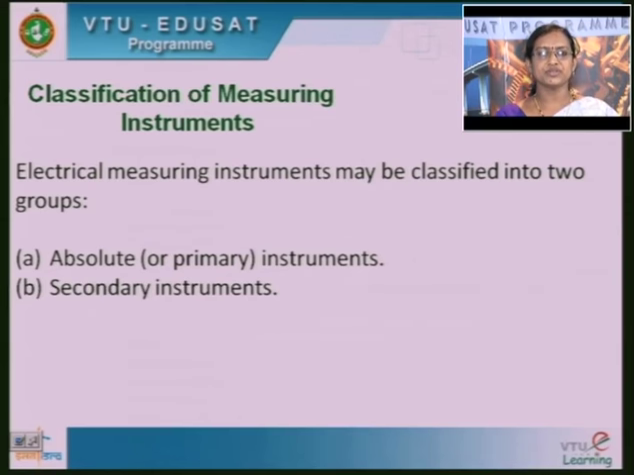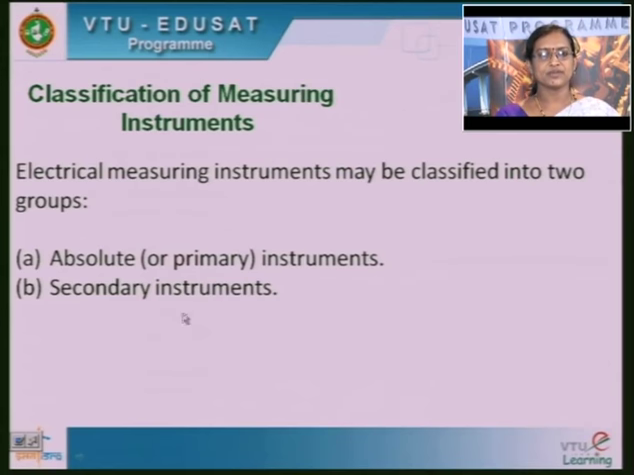Whatever we are measuring, we consider it a desired value. When you consider secondary instruments, these instruments have to be calibrated at regular intervals of time, meaning you have to see whether it is giving error or not. If it is giving error, you have to correct it. That process we consider calibration.